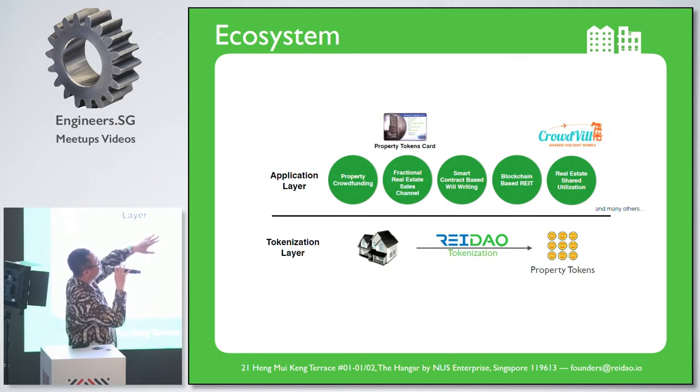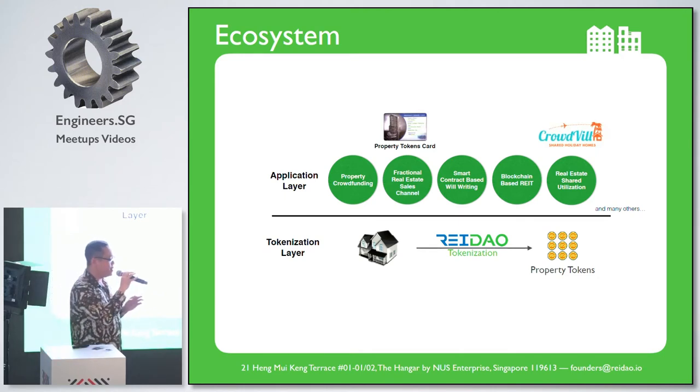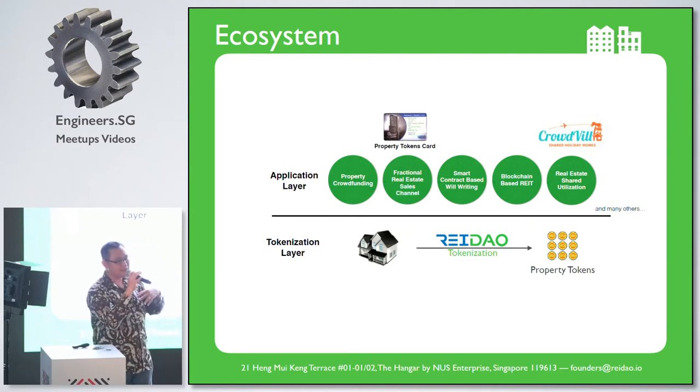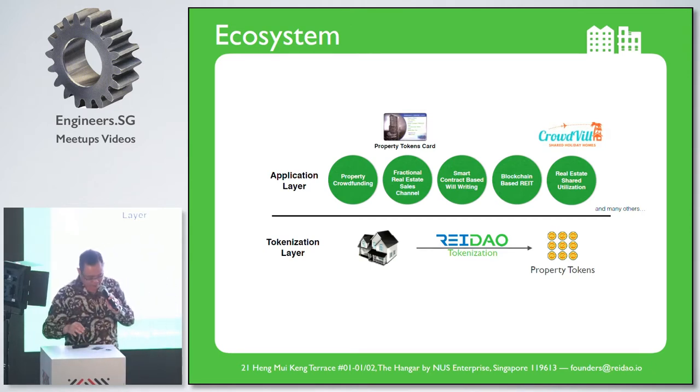But I want to highlight the fifth one, CrowdVilla, which is an example of a real application on an ICO structure that is not just banking on the ability to raise funds, but really trying to create a structure that decentralizes the traditional company structure.